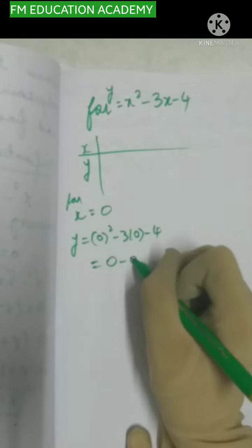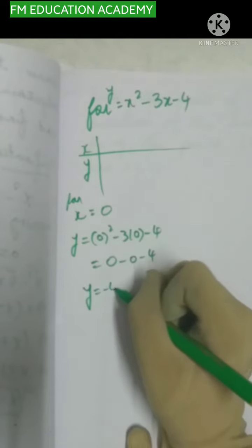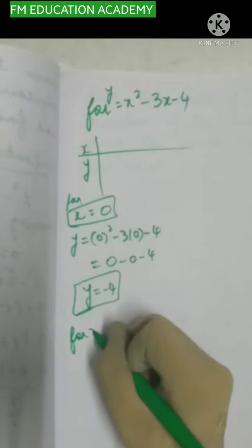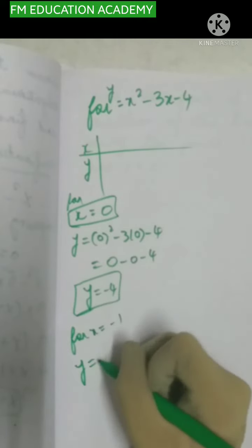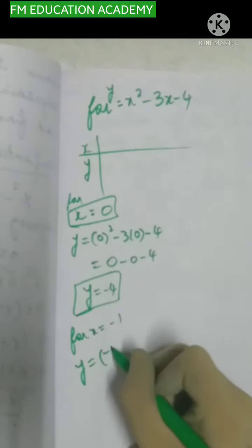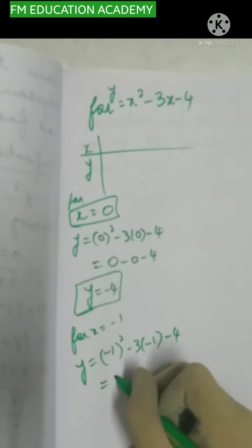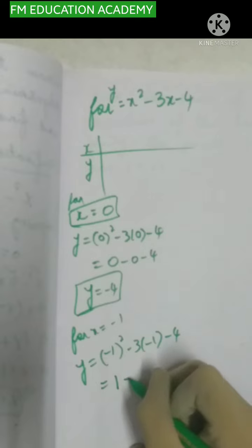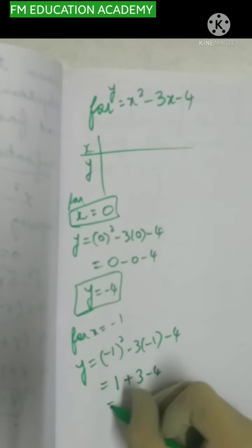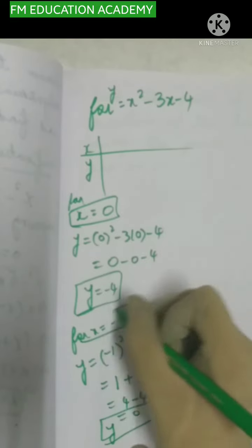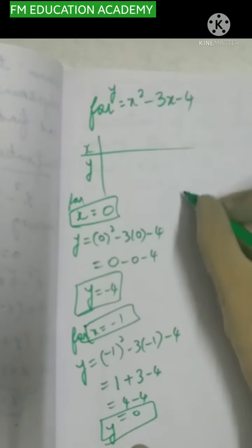0 square is 0, minus 0, minus 4. We get y is equal to minus 4. Then we will take x is equal to minus 1. Y is equal to, substituting in this, minus 1 whole square minus 3 into minus 1 minus 4. Minus 1 whole square is plus 1. Minus into minus is plus, 3 ones are 3, minus 4. 3 plus 1 is 4, minus 4. 4 minus 4 is 0. So we get when x is minus 1, y is 0.